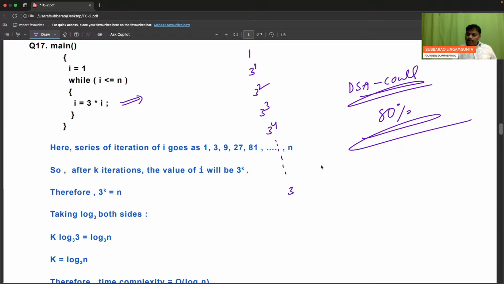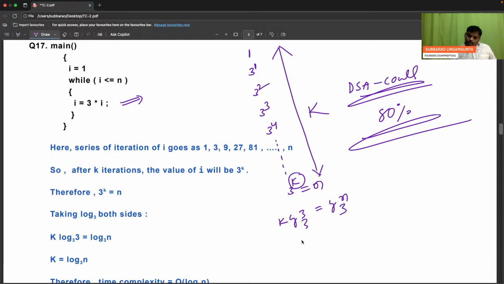3 power k is equal to n. If I want to know how many times k I did it, what is the k value? If you want something which is in the power, you have to apply log so that it will fall down. Apply log base 3 on both sides. It became k log 3 base 3, and on the other side log n base 3. So finally k became log n base 3.